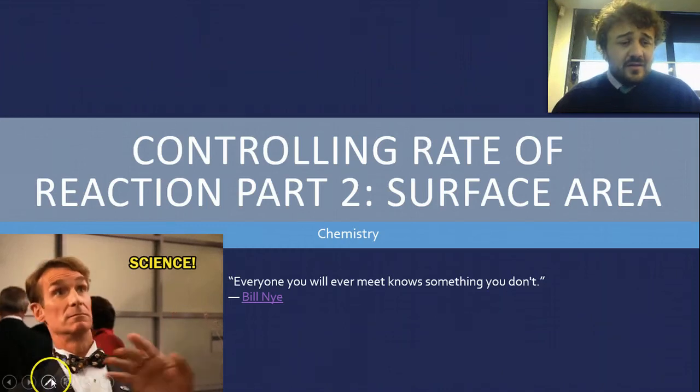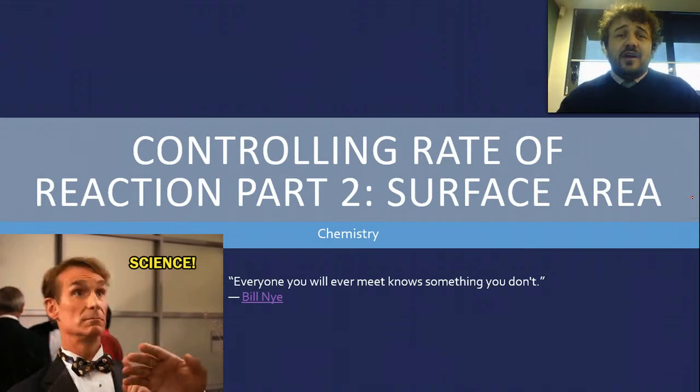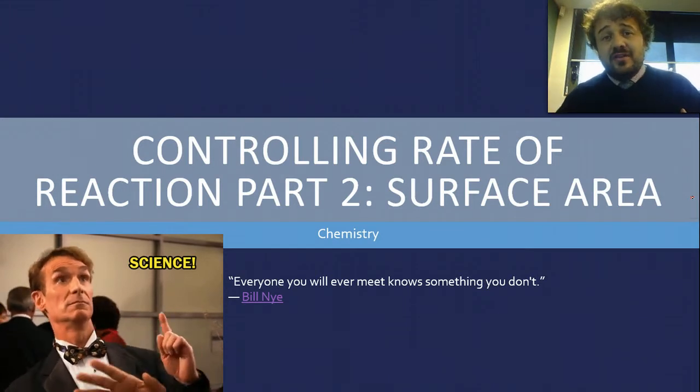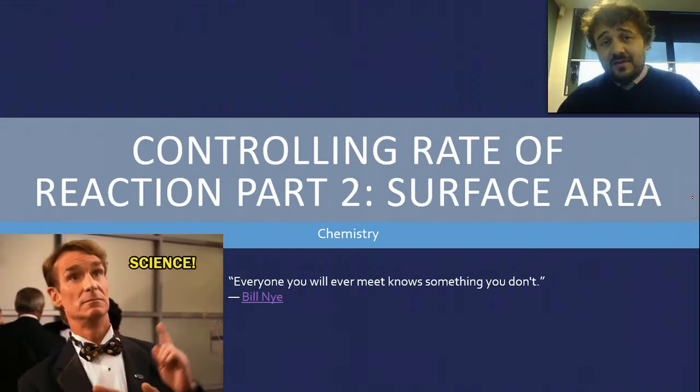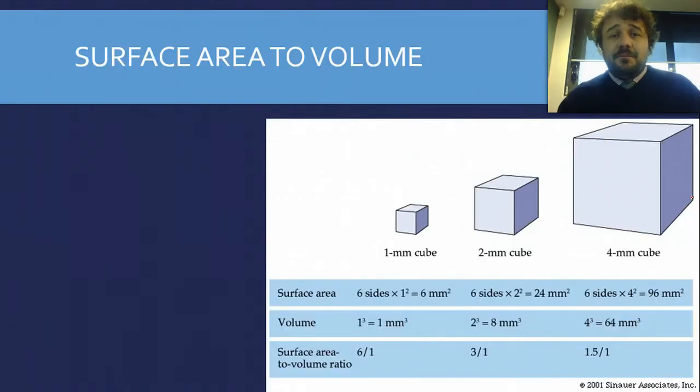Alright, so today we're going to our next video about controlling the rate of reaction, and we've got one more after this. This one's about surface area. When we look at surface area to volume, we're looking at a ratio, where we compare numerically one amount of something to another, and it looks a bit like a division.